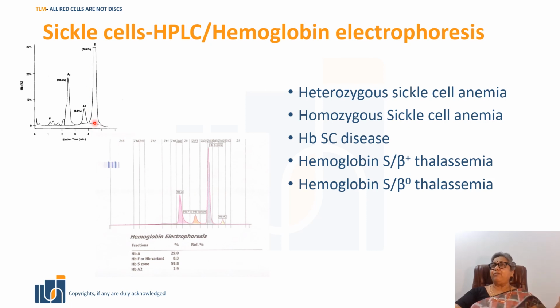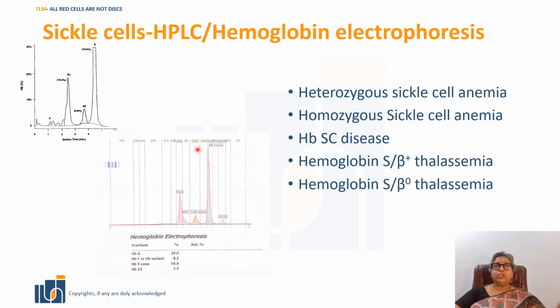When it is greater than 50%, it becomes disease or homozygous, and when it is less than 50%, it is sickle cell trait, which may or may not be associated with other conditions. So this is from an HPLC count.